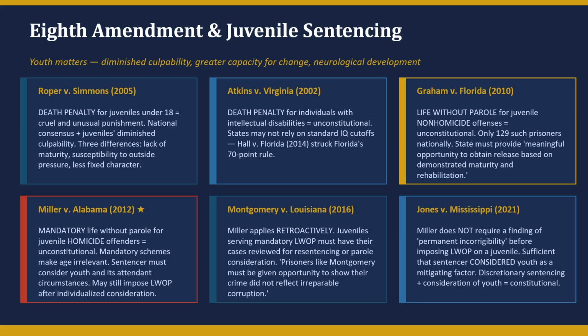Roper v. Simmons in 2005 categorically banned execution of offenders who committed their crime under the age of 18, overruling Stanford v. Kentucky. The court also held in Atkins v. Virginia that executing individuals with intellectual disabilities is unconstitutional, with Hall v. Florida in 2014 rejecting rigid IQ cutoffs as the measure of disability.